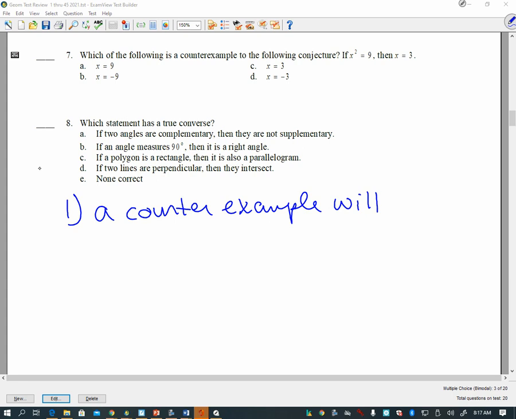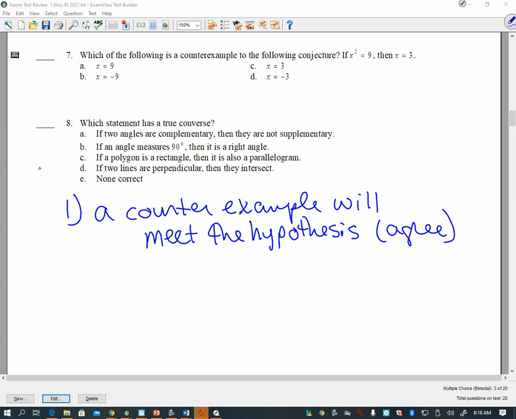One of the things we've struggled on over the last several tests is understanding counterexamples. Does anybody know? No clues? All right. Number 1, a counterexample will meet the hypothesis. There are probably other ways we could say this. It will agree with the hypothesis. It will prove the hypothesis true. Does that make sense? All right, and then it will do a second thing.